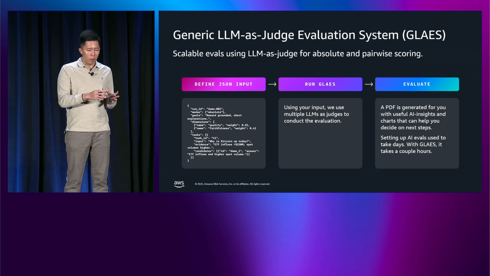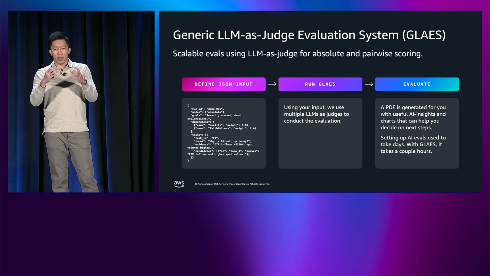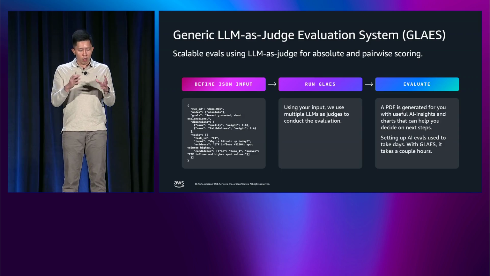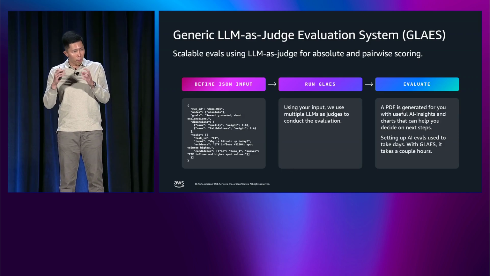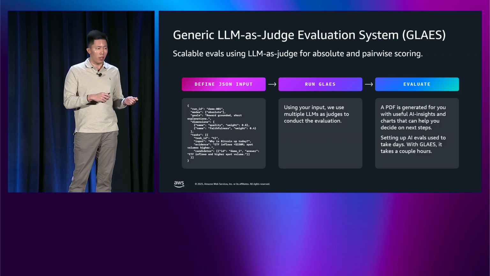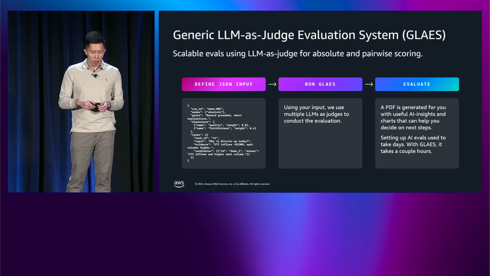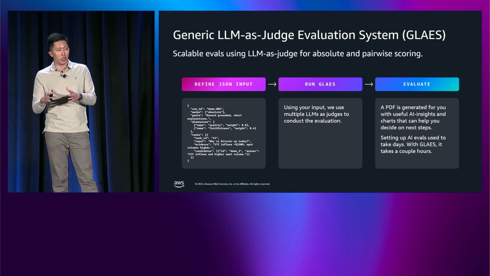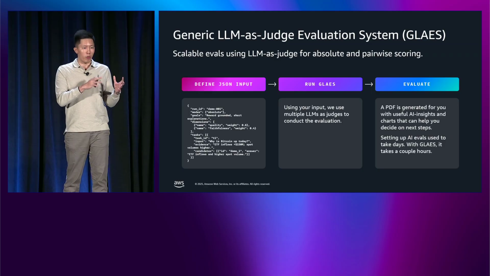After they have this JSON input, they simply call the API, and underneath the hood of the API, we actually call many different leading models, and all of these models combine together to produce a PDF output that contains charts like what you saw earlier, and also AI insights. Using these AI insights combined with more human evaluation, we can decide which model is good for the job.